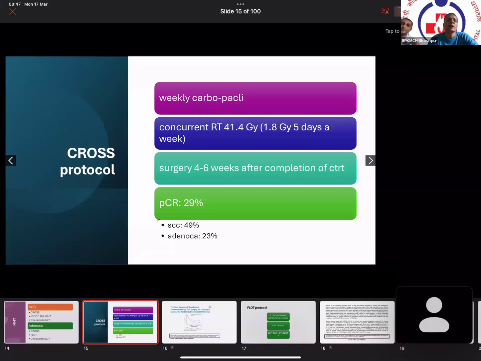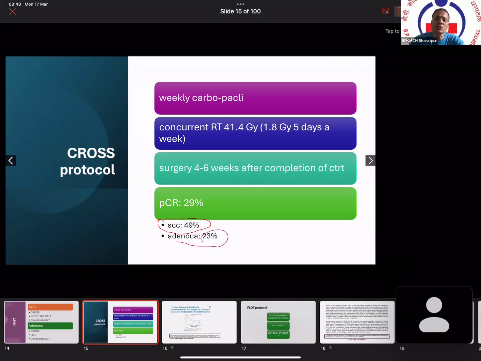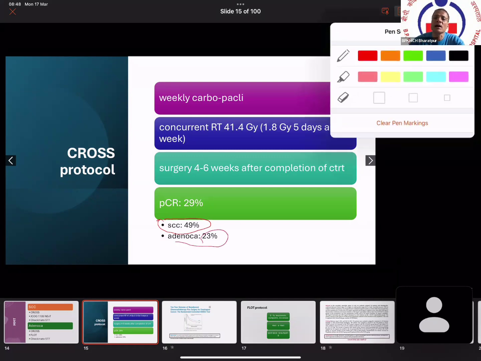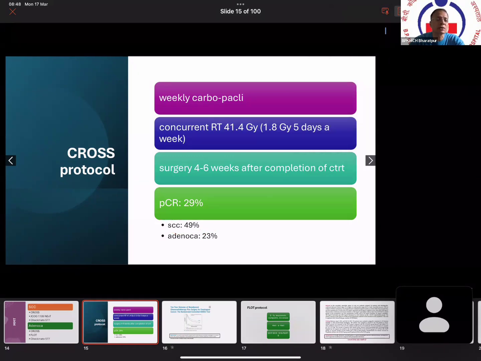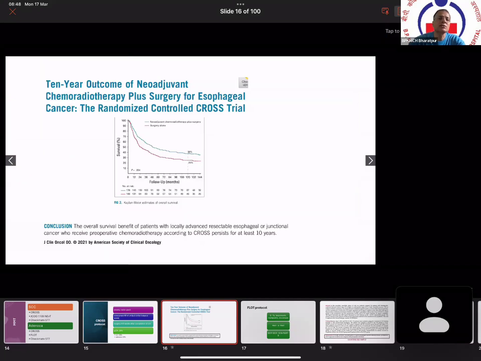Am I audible? Okay. So coming to the CROSS protocol again, we see the complete pathological response for squamous cell carcinoma is up to 50%. It means every second patient after chemoradiation has the complete response, whereas for the adenocarcinoma, it goes up to 23%. It's also very remarkable indeed that after CROSS protocol for squamous cell carcinoma, every second person has got the complete pathological response.